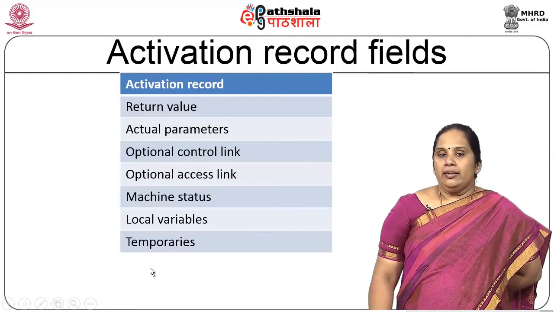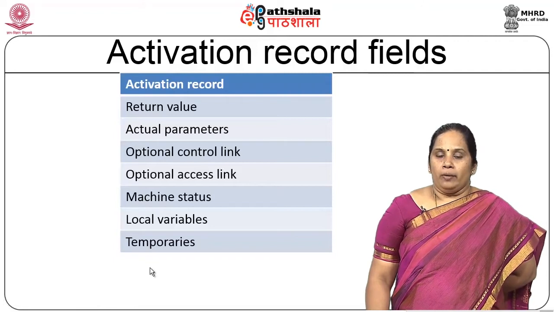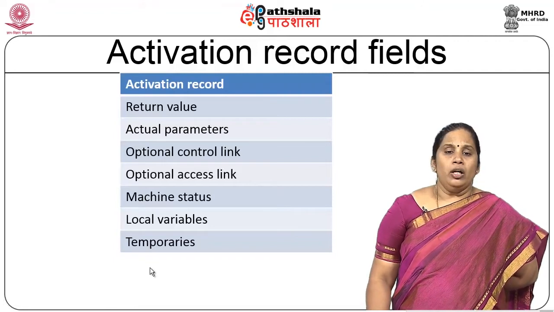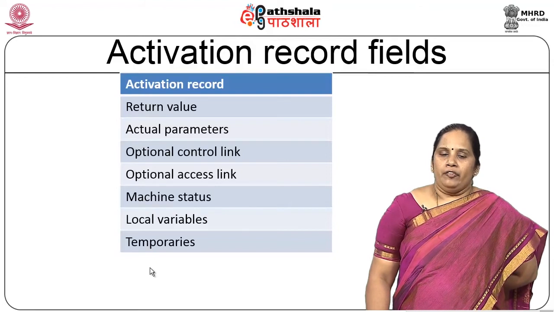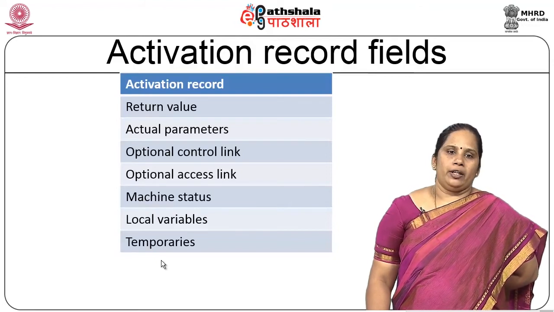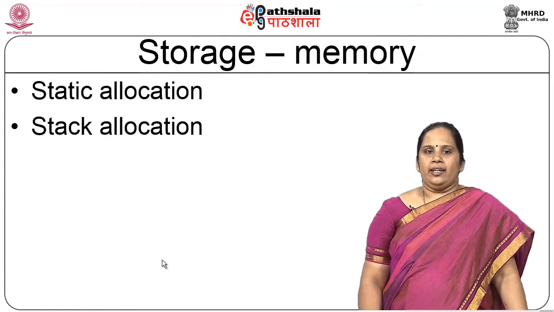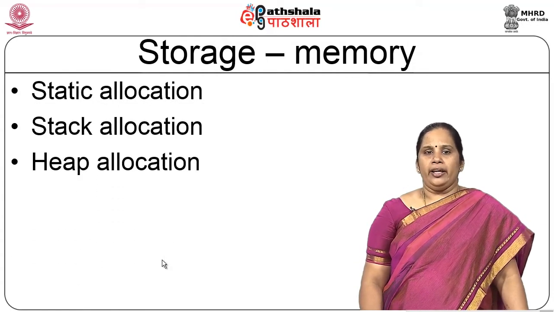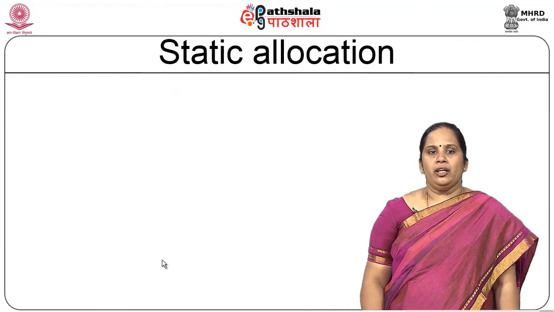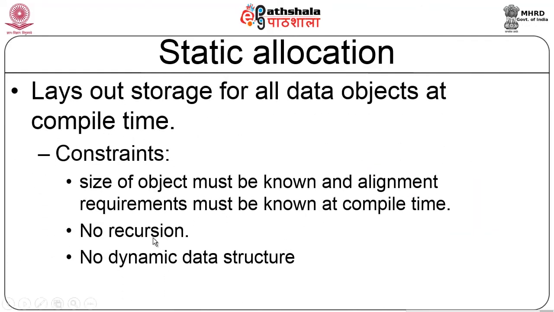Now using these 7 fields, your memory is managed with reference to static allocation, stack allocation, and heap allocation. So, static allocation, stack allocation, and heap allocation are the 3 regions of memory management. Static allocation lays out storage for all data objects at compile time itself. The information is determined at compile time, because it's going to be static memory. For example, int A of 100: I want space for 100 integers, which is going to be an array.